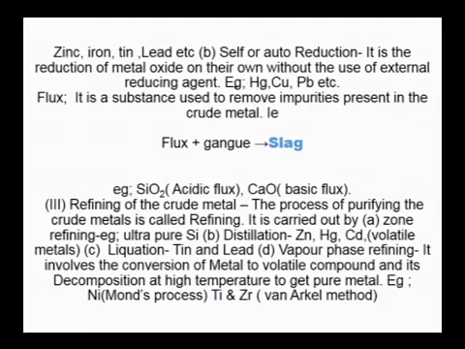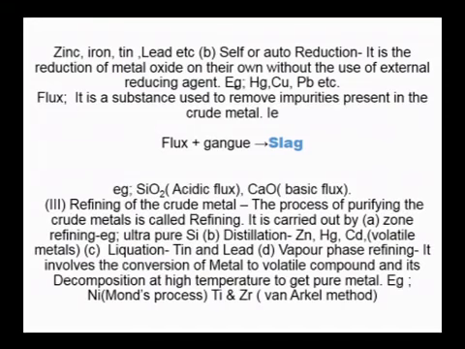Now let us see the next and last step in the metallurgical process, that is refining of the crude metal. After the crude metal is obtained, it still contains some impurities. The removal of these impurities from the crude metal is known as refining, or also called purification of the crude metal. It is carried out by the following methods.